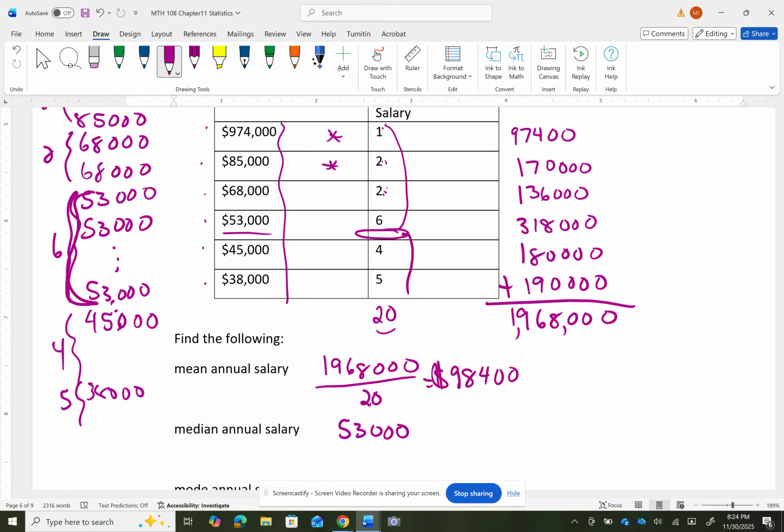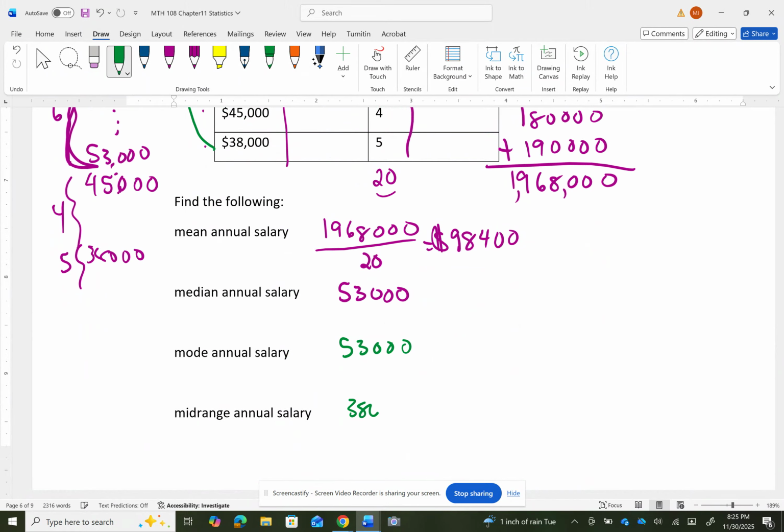Okay. Now for the mode, you would look for which one occurs most often, and you have that. 6 tells you that the mode would have been 53,000. Okay. All right, and then for mid-range, these are in order, right? So you know the lowest was 38,000. The highest was 974,000. You're going to add those up, hit enter, and divide by 2, and that gives you 506,000.